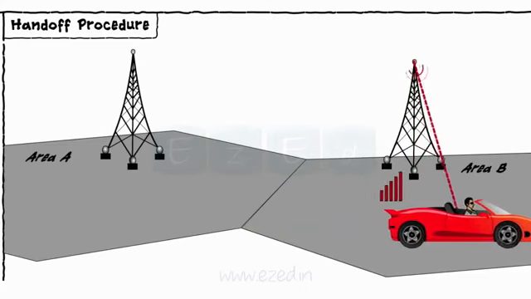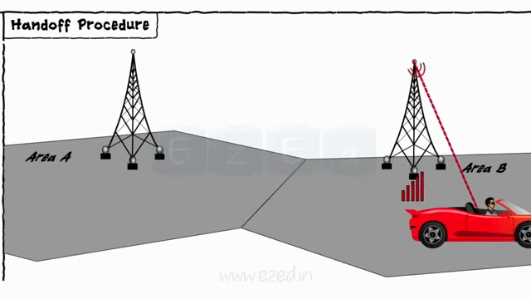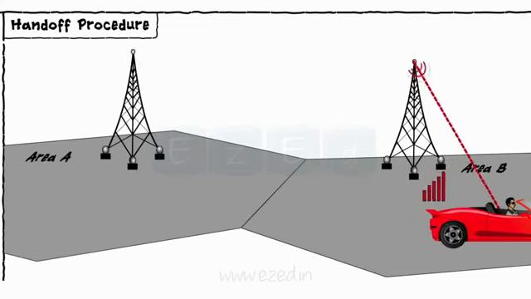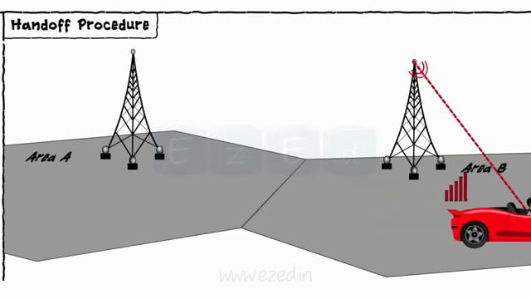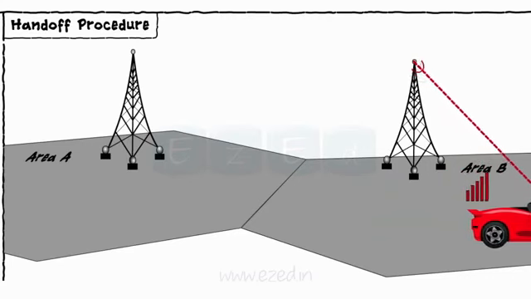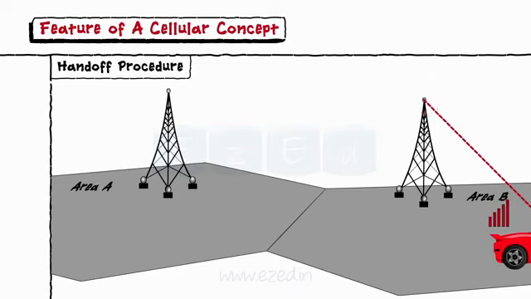But during this procedure, the call is still on. Hence, base station A hands over this call to base station B without any effect on the call. This procedure is known as the handoff procedure. This process happens so rapidly that the user never notices it.